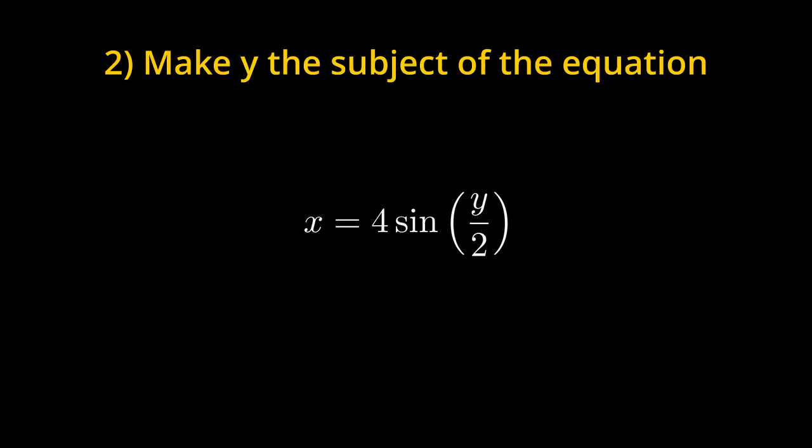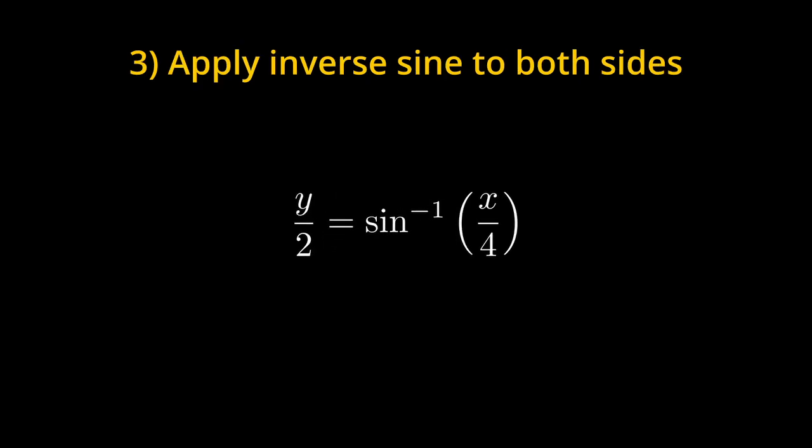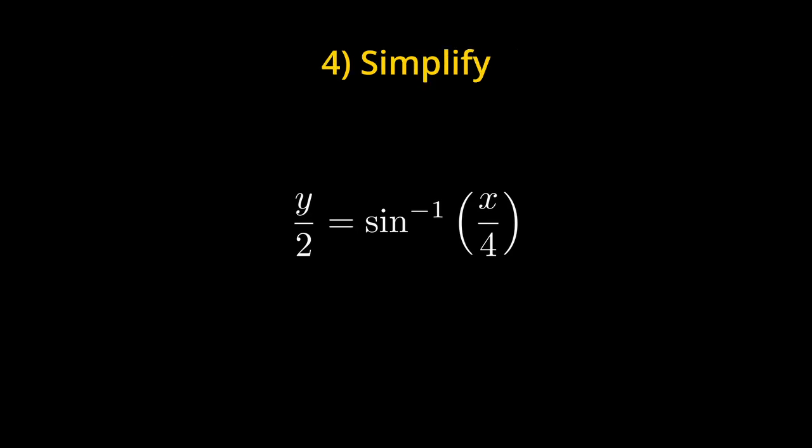2. Next, make y the subject. So we have now x over 4 is equal to sine of y over 2. 3. After this, apply inverse sine to both sides, which means now that we have arc sine of x over 4 is equal to y over 2. 4. From this now, we can therefore say that y is equal to 2 arc sine of x over 4.